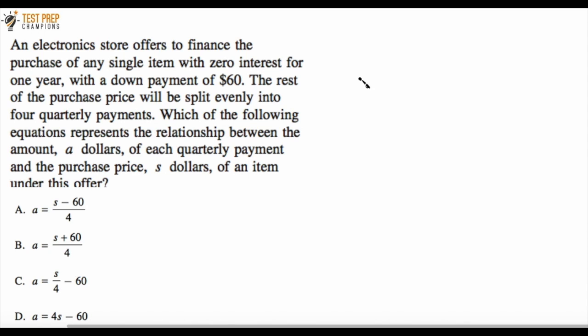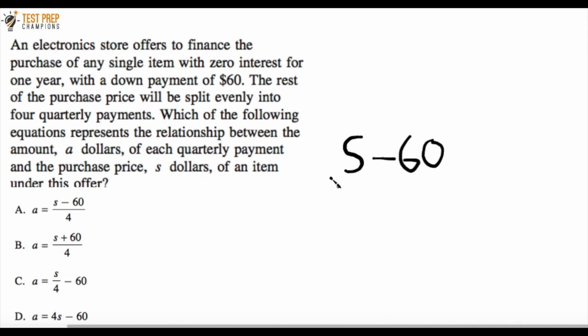And so let's say I go to buy a PS5 and the price tag says that it costs S dollars. All right, it costs S dollars. And I don't want to pay S today. I don't want to pay the full amount today. All I want to do is put a $60 down payment on it. All right, so S minus 60 would represent the total amount I'd have left to pay on that PlayStation 5.